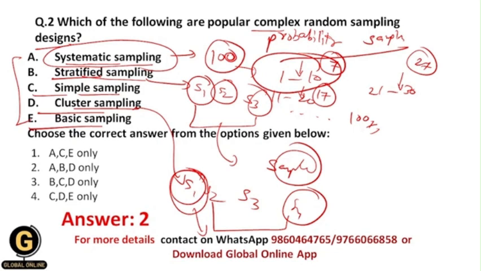And within simple random sampling, we are only selecting the samples randomly from the whole population. This is the only one process or step we do in the simple random sampling technique, and that's why it is only simple random sampling, not a complex random sampling technique. And that's why your correct answer should be 2 over here, that is A, B, D only, because systematic sampling, stratified sampling and cluster sampling, all of these are complex random sampling designs.